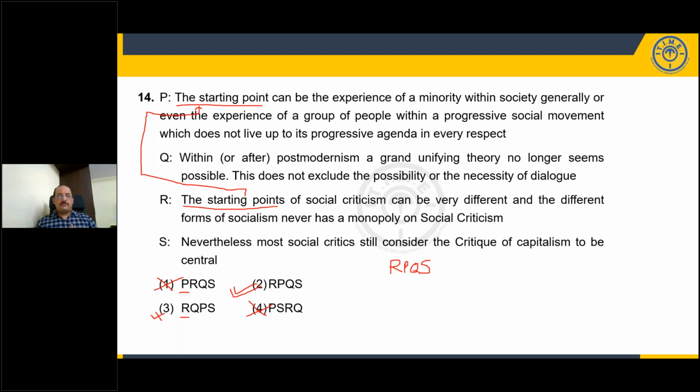So basically the starting points can be very different. Now, no longer a grand unifying theory seems possible, but still some critics consider it to be central. So even this central and this grand unifying theory can be connected together. While we say that a grand unifying theory is no longer possible, some critics consider this to be a central idea. So QS का भी एक group हम create कर सकते हैं. So RPQS becomes my answer. All right, guys. Option number 2.